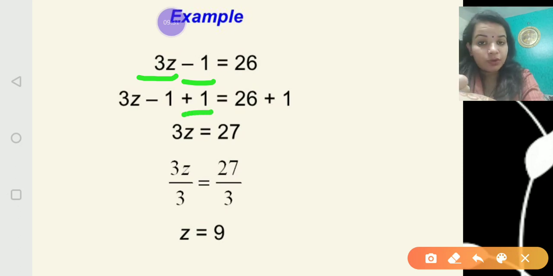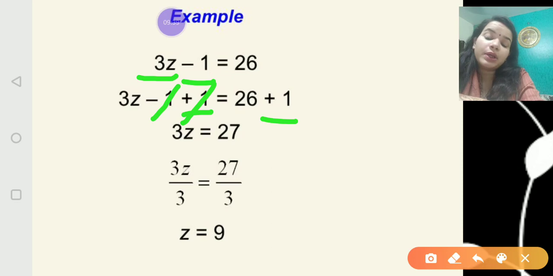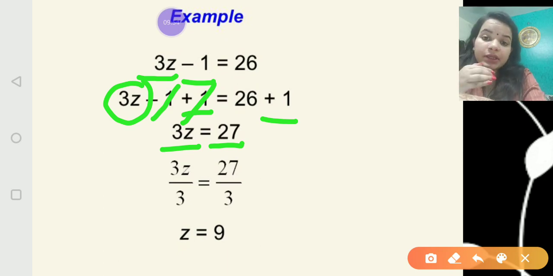For cancelling it out you will do plus 1. If you are doing plus 1 on the left side, you will do plus 1 on the right side also. So after doing this, your minus 1 and plus 1 will cancel out each other. You will be left with 3z on the left side. So it will be 3z equals 26 plus 1. That will give you 27. Okay. So now after this, you have to find only z.